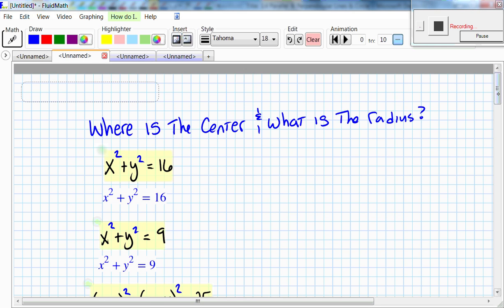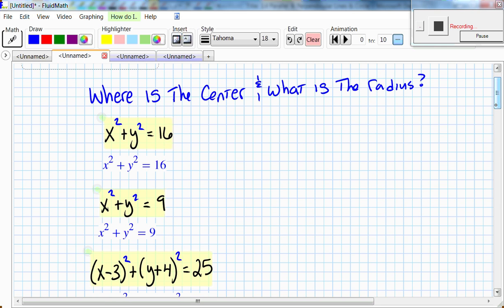So let me ask you a few questions here. Where is the center and what is the radius? Take a look at this first one here. Where is the center of that circle? Yeah, say it out loud. Go ahead. Where's the center? 0, 0. Very good. And what's the radius? 4. Very good. How do we get the 4 from that? 16 squared. Good. Where's the center for this one? 0, 0. Good. And what's the radius?